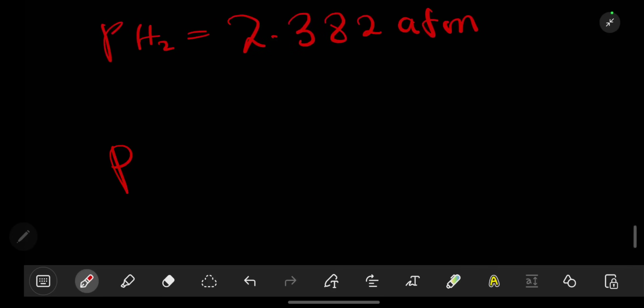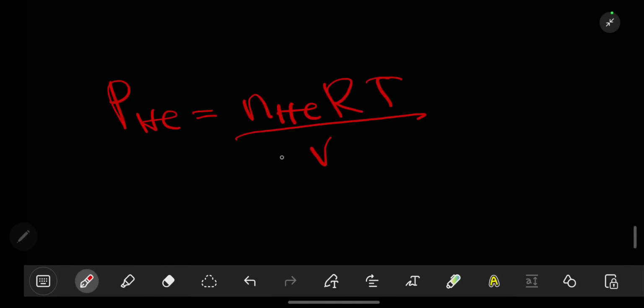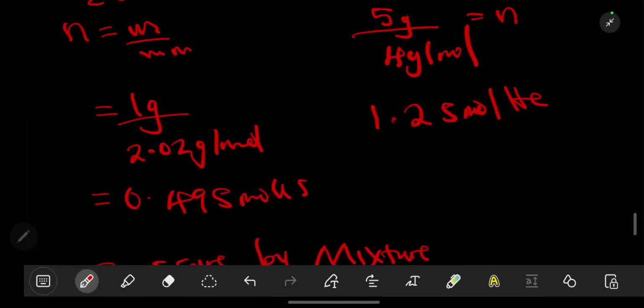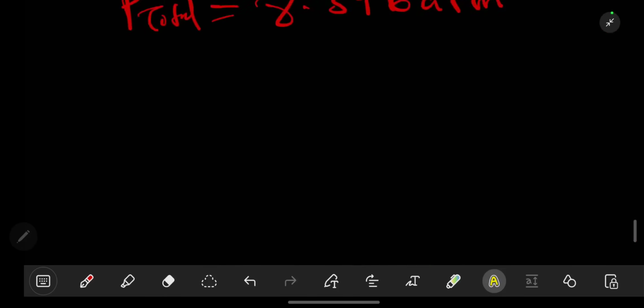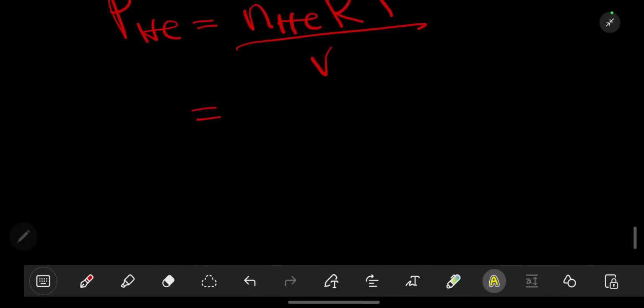Likewise, the partial pressure of helium will be equal to the number of moles of helium, RT over the volume, as if it is alone. That is Dalton's law of partial pressure. In this case, we found the number of moles of helium, if you recall, it was 1.25, which is this one. So we are going to put the 1.25 there.